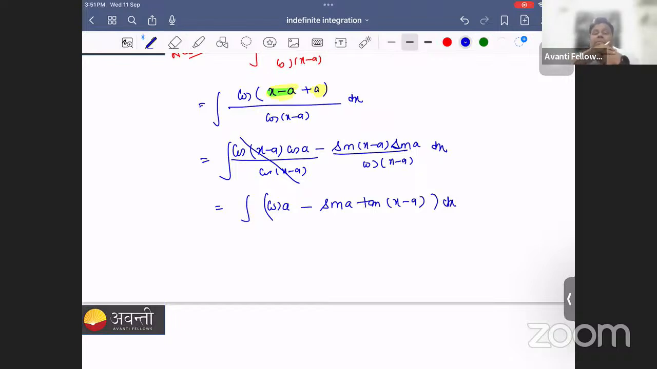Now what mistake some people do is that they write the integration of cos a as sin a. But since we are integrating with respect to x, this cos a is treated as a constant. So the integral of cos a will be cos a into x. Sin a common, and the integral of tan of x minus a will be ln of sec of x minus a, plus constant. Very good question it is. Got it?